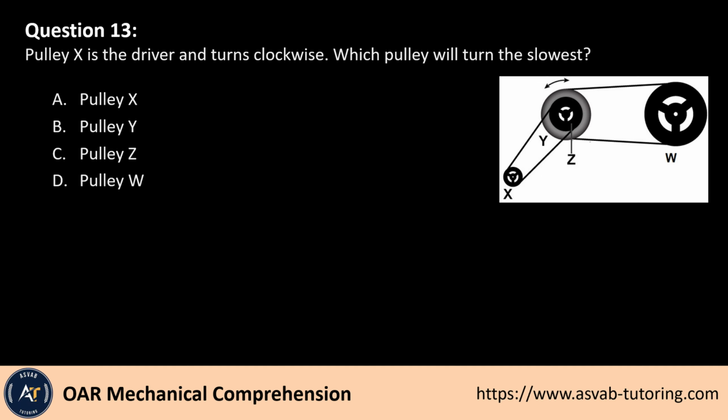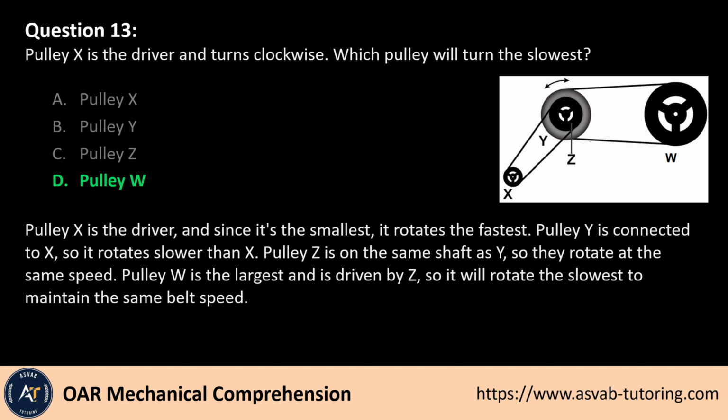Question 13. Pulley acts as the driver and turns clockwise. Which pulley will turn the slowest? A. Pulley X. B. Pulley Y. C. Pulley Z. D. Pulley W.